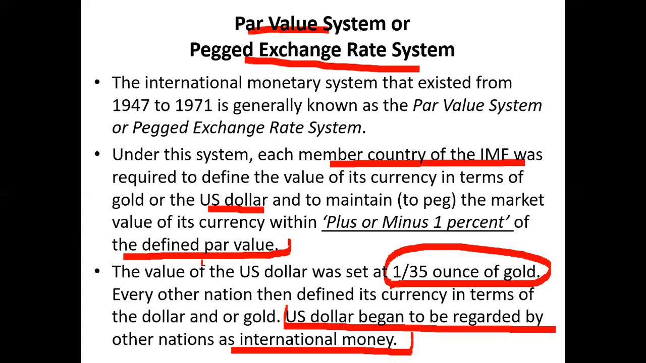Okay, so please see here, this rate is very important. The value of the US dollar was set at 1 by 35 ounces of gold. That's very important.